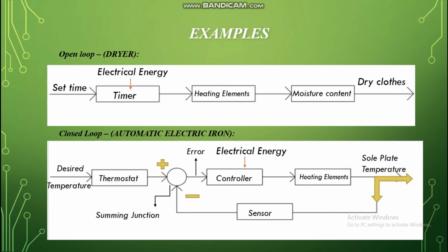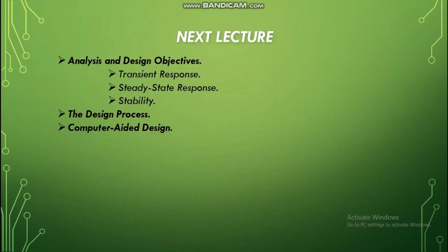Another way, if the temperature is less than the desired temperature, the negative value would be less, while the input, which is the original desired temperature, would be positive, so our error would be positive. Based on that, the controller would let the electrical energy flow through the elements, which would increase the temperature to the desired temperature, and that's how it maintains our desired temperature automatically.